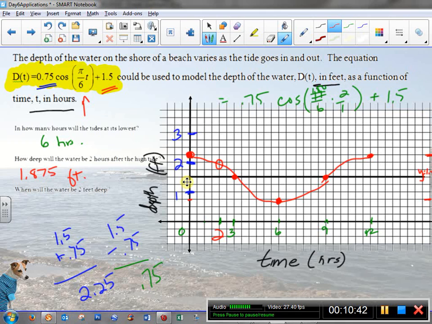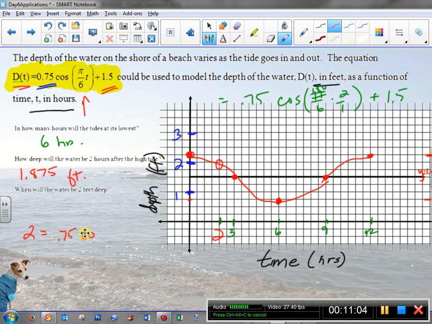So now the question, when will the water be at 2 feet deep? Well, now I'm being given a y value. So if I'm being given a y value, I kind of need to turn that function around, and that's not hard to do as long as you understand what the question is asking you to do. What I have now is a d of t. I have a depth. So I'm going to say 2, and we are working with feet, is equal to 0.75 times the cosine of, and again, I'm in degree mode in the calculator, so it's going to be 30 times 2 is 60 degrees plus 1.5.